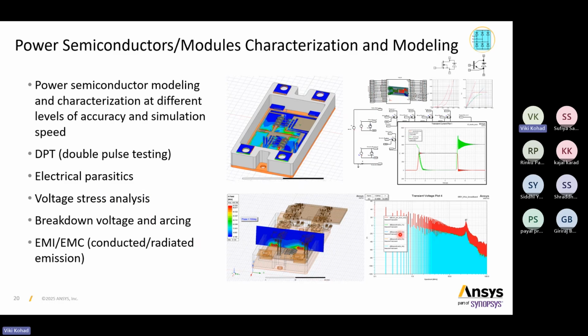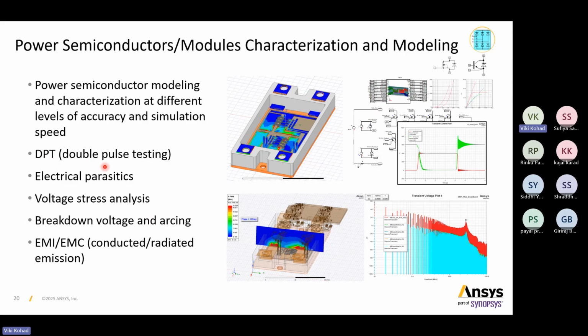Next, the power semiconductor. In power semiconductors, you need a higher simulation speed so you can perform rapid analysis and change the parameters also. Like here we can see the double pulse testing.